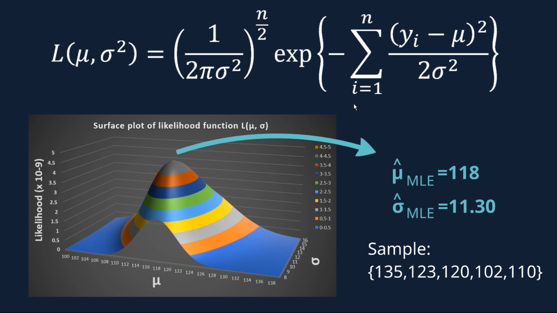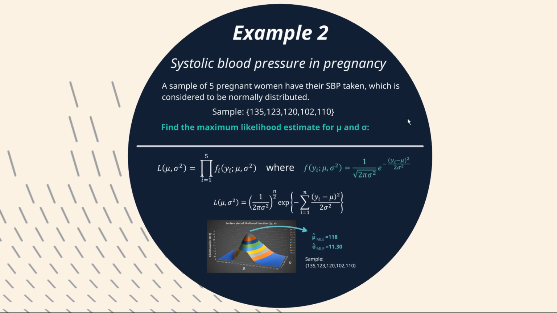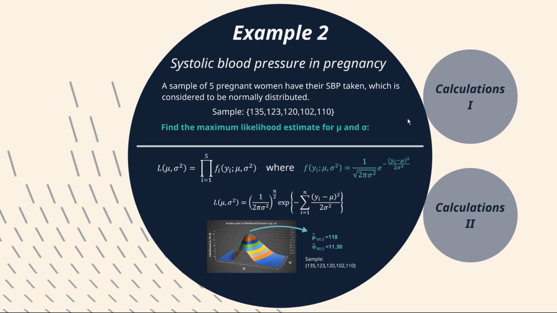So we're going to have to take the log of this delightful likelihood. We're then going to have to differentiate with respect to mu and sigma respectively, set both of those equal to 0, and solve simultaneously. Whew. Are you up to that? Let's give it a go.